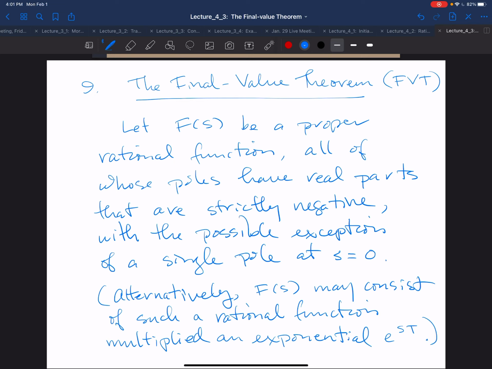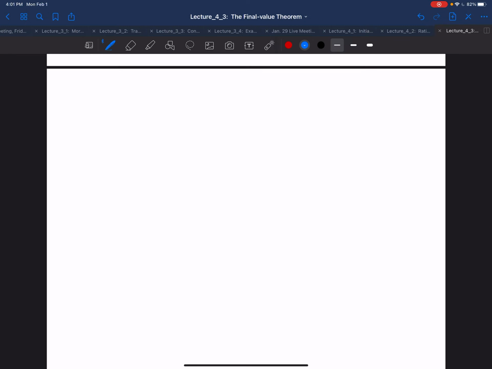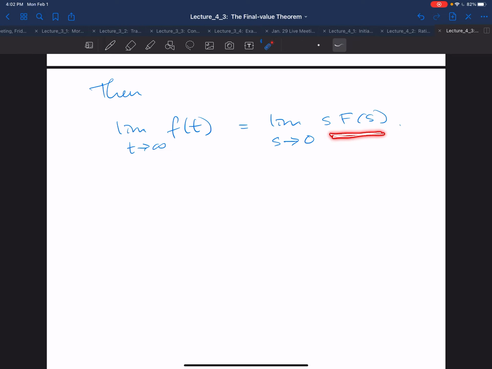So under this condition on the poles of the rational function, the limit as t goes to infinity of f of t, what we call the final value of little f of t, can be found from the transform by taking the limit as s goes to 0 of s times f of s. So we're again taking the limit of this quantity s times f of s, just as in the case of the initial value theorem, but now it's the limit as s goes to 0, instead of the limit as the real part of s goes to infinity.